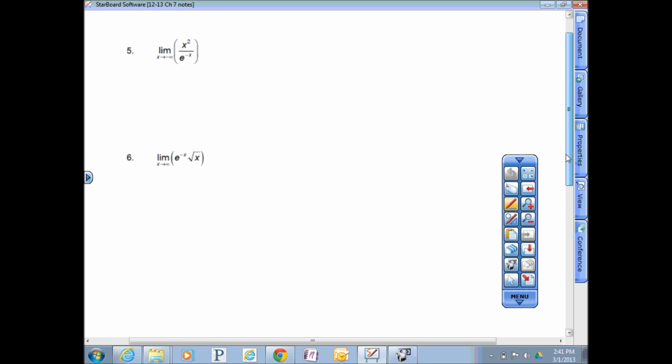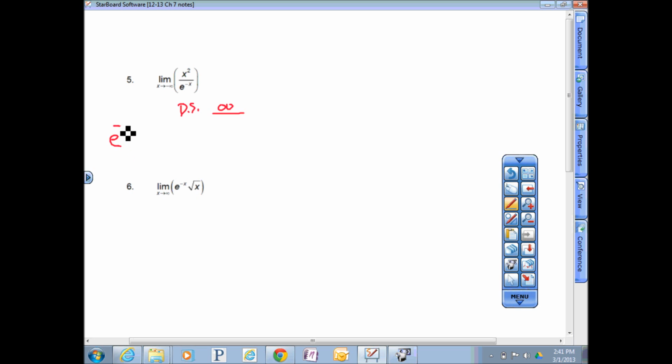So these last two, the first one, limit as x approaches negative infinity. If we try our direct substitution, we're going to have an infinity on the top, and on the bottom we're going to have e raised to the opposite of negative infinity, or in other words, e to the positive infinity power. That function's going up and up and up. We've got another infinity over infinity, just like that, an indeterminate form.